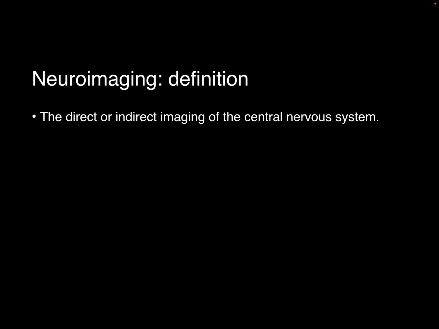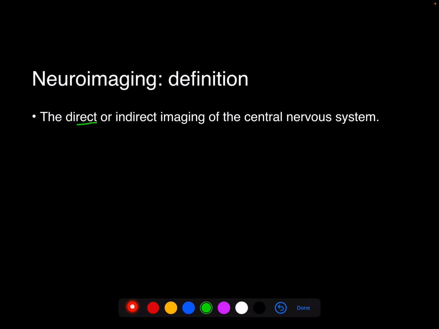A basic definition, but important definition of neuroimaging is the following. It is the direct or indirect imaging of the central nervous system. The most important aspect of this definition is the fact that it can be direct or indirect.